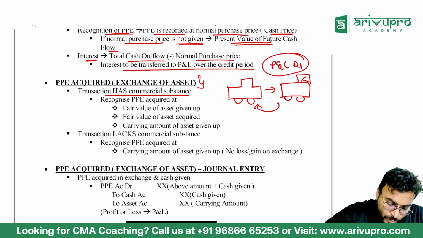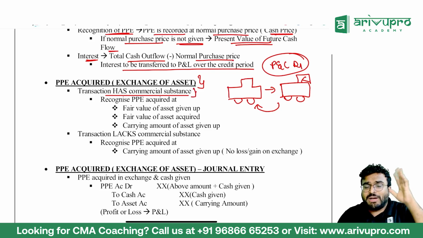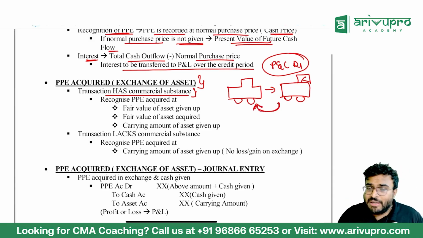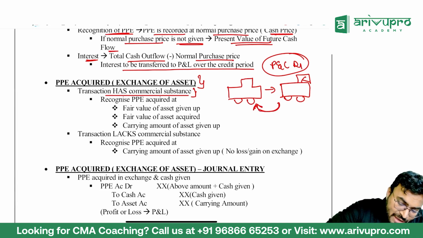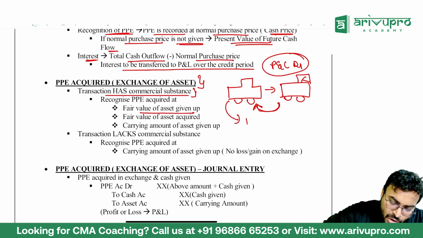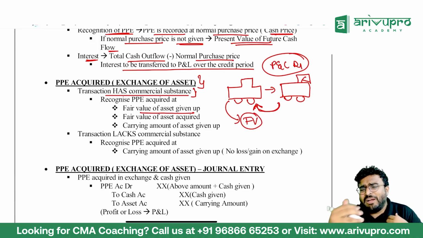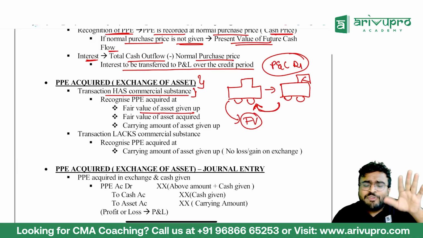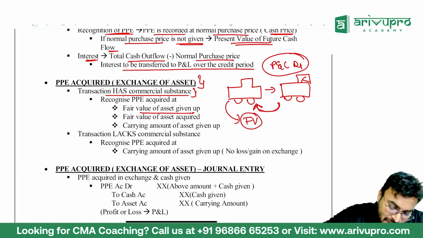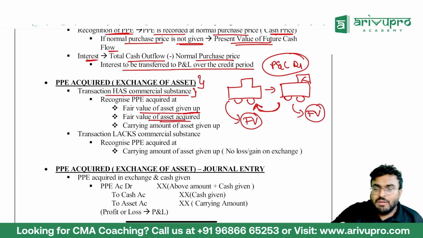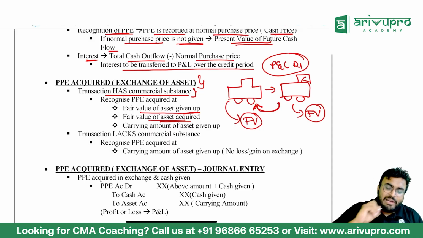Now, if PPE acquired in a transaction has commercial substance, that means you're going to get some extra benefit. Now, the new asset which you're getting, this truck, it should be recorded at what value? See, fair value of the asset given up. Fair value of this car. Fair value means today's correct market value between two knowledgeable parties. If I know the fair value of this car, I will take the fair value of the car as the value of the new asset which is coming. If I don't know that, fair value of the asset acquired, I will take the market value of this truck as the value which I should record.